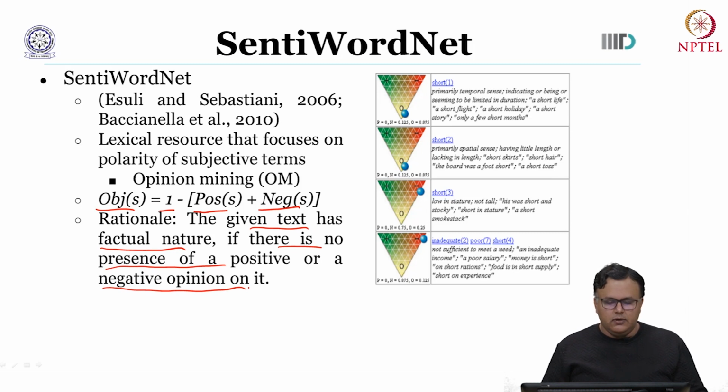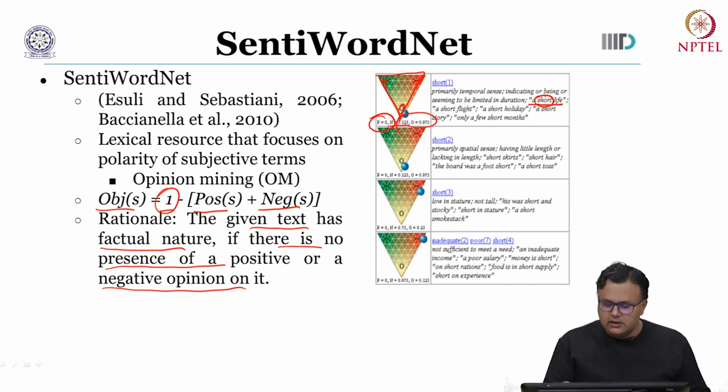Now, let us look at an example in this case. Here you see this is positive, this is negative, and this is the objective score. So if you pick up a statement, for example, a short life, there is a word with a bit of negative connotation here, right? So nothing positive, so positive is 0, negative is 0.125, and then of course, we are subtracting. So this is the objective score. Let us take another example, friends.